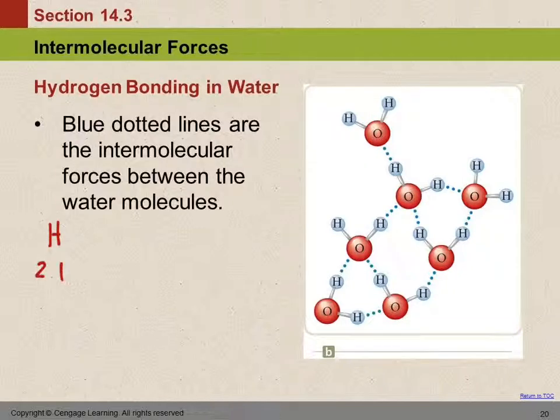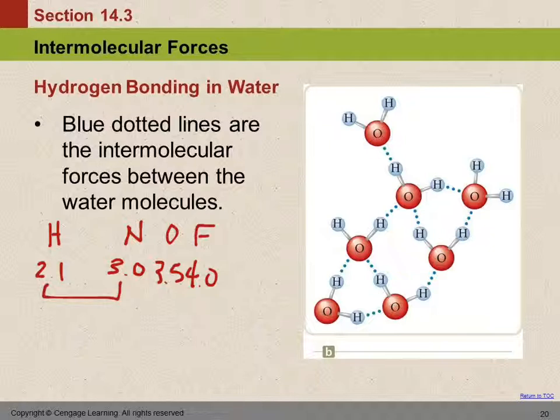2.1, and nitrogen is 3.0. We've got oxygen, and fluorine is 4.0. I think oxygen is 3.5. So we have a nice amount of difference between these. So that's a difference in electronegativity. This is more polar than if we have hydrogen and sulfur. Sulfur is only 2.5.